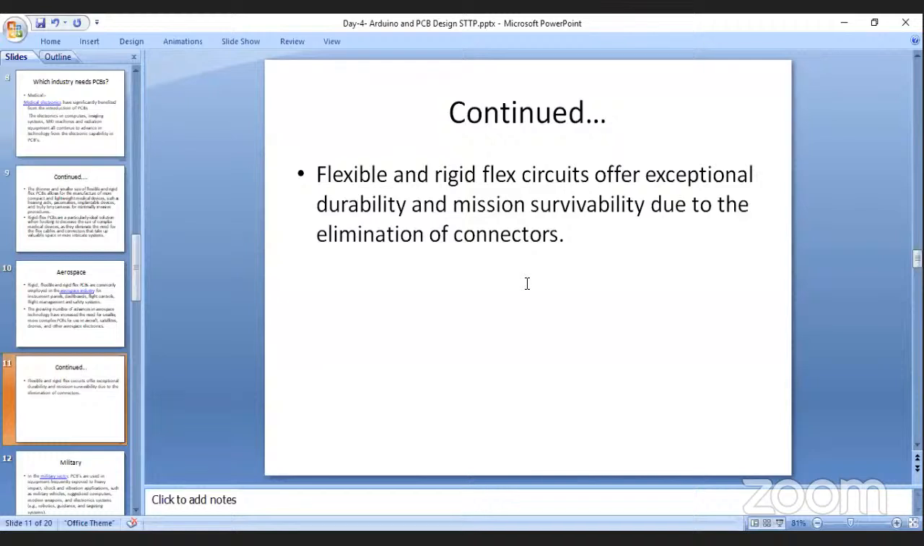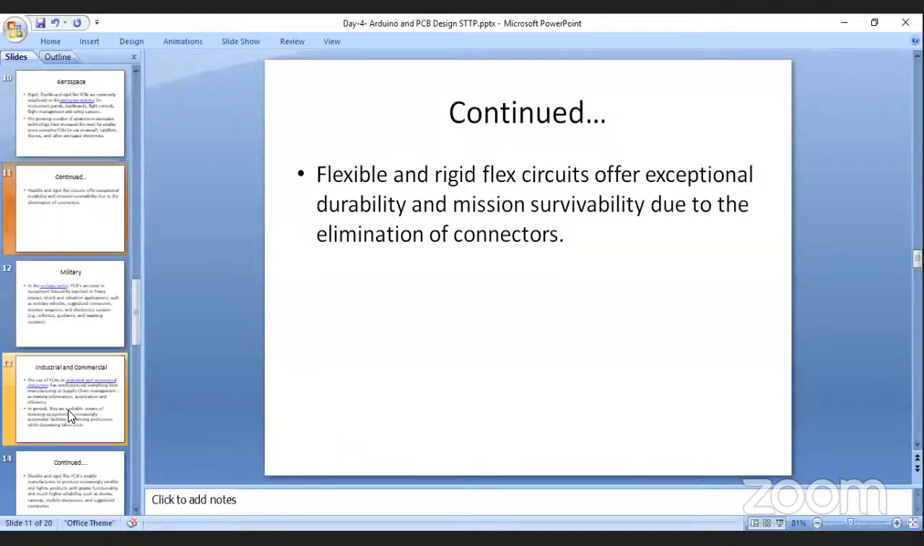Because in any case, if connectors and loose parts are used, they may get dismantled, and the functioning of that particular gadget may get loose, right? So definitely we need to have durability and mission survivability of the gadget. Considering those points, flexible and rigid-flex circuits, or a combination of both, play a very important role in designing aerospace gadgets, right? That is what some of the industries are majorly doing.